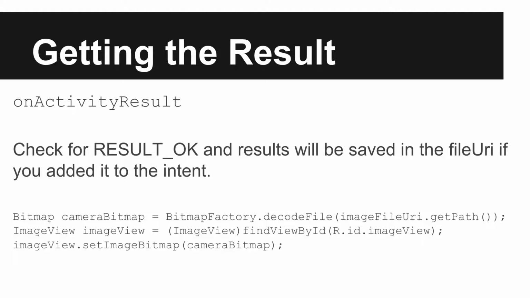When the user is done taking a photo, onActivityResult will get called in our main activity. Check for RESULT_OK, and the results will be saved in the fileUri if you added it to the intent. We can then create a bitmap image from that fileUri by putting it into the BitmapFactory. Once that bitmap is created, we get a reference to our image view, and we set the image bitmap to the camera bitmap that we got from our BitmapFactory.